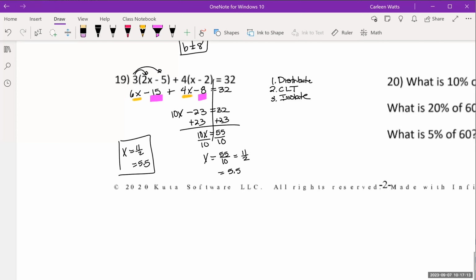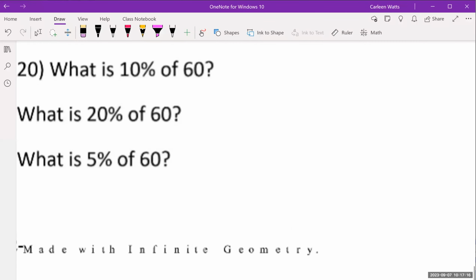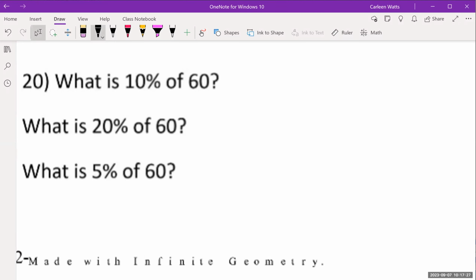Okay, number 20. Little bit of pre-algebra, foundations math. What is 10% of 60? I'm going to take 10%, change it to a decimal. Of is multiply, or you could do is over of, write a proportion, cross multiply. Okay. What is 10% of 60? 6.